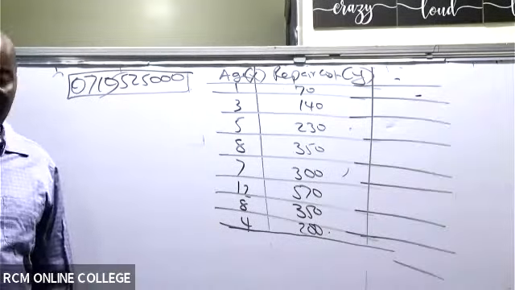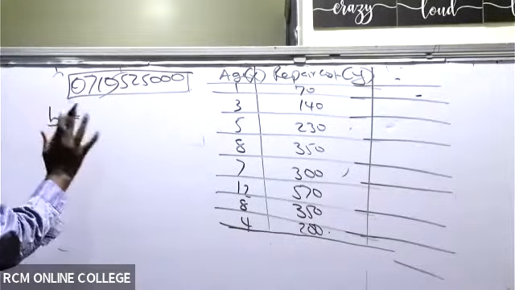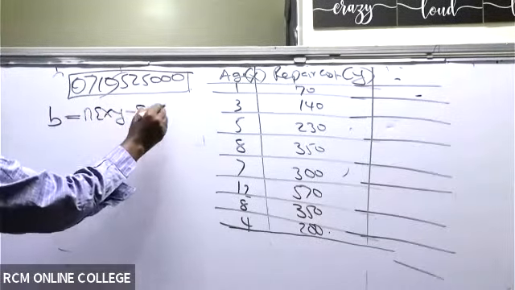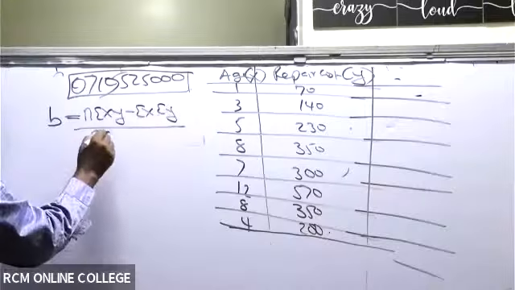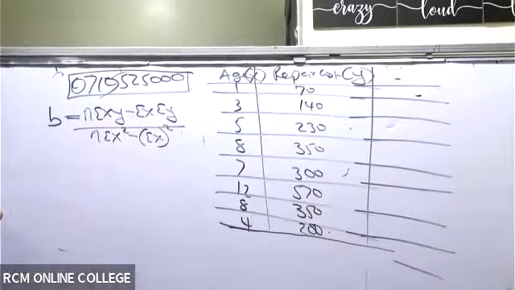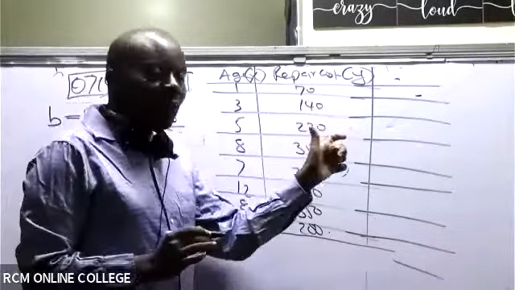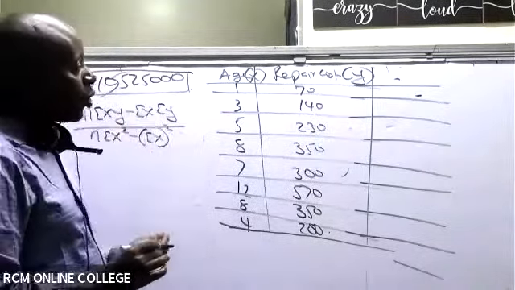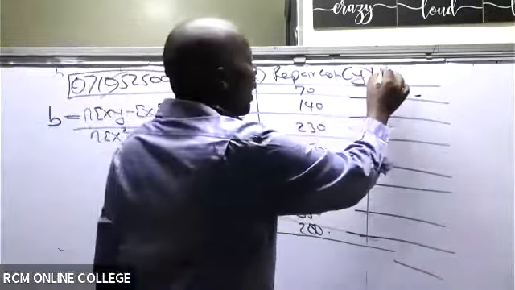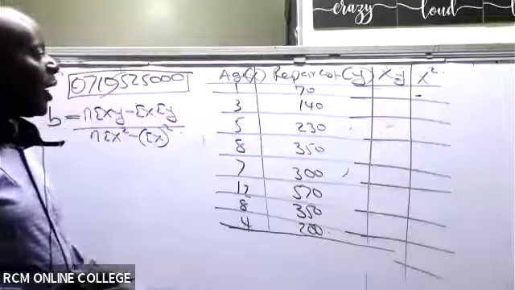So remember, what are we doing? We want to get the value of B. Because they have asked us to give them the regression equation, to get B we normally take n sum of xy minus sum of x sum of y, all over n sum of x squared minus bracket sum of x squared. You must cram that formula. So you must introduce two additional columns, this column for xy and this column for x squared. xy means you're multiplying.